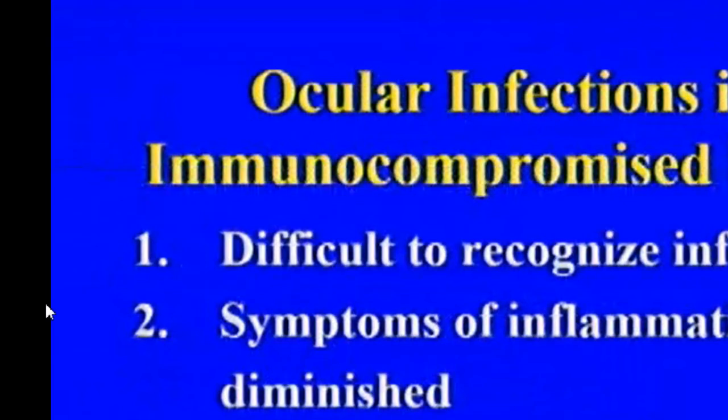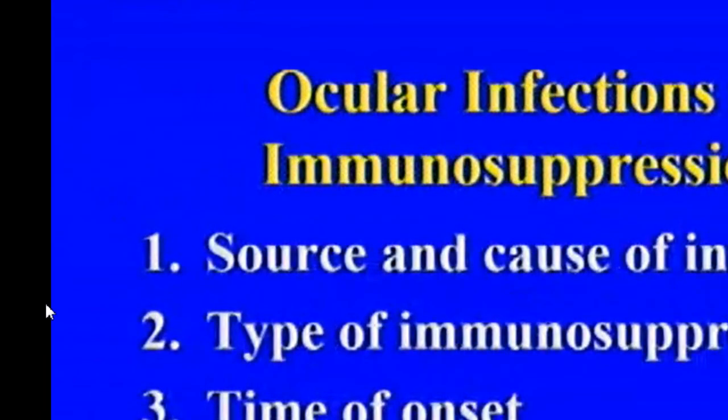Keep in mind that ocular infection in immunocompromised patients is difficult to recognize because the symptoms of inflammation are diminished because he is taking immunosuppressive agents. And there are broad opportunistic organisms that you have to identify. So if you have a uveitis in a patient with kidney transplantation, this is infectious until proven otherwise, because these patients are on immunocompromising agents.